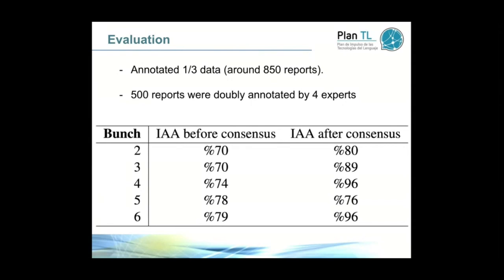As shown in this table, for the first six batches you can see the inter-annotator agreement score before and after the consensus between annotators. The low inter-annotator agreement scores show the complexity of the Spanish electronic health reports for NER.